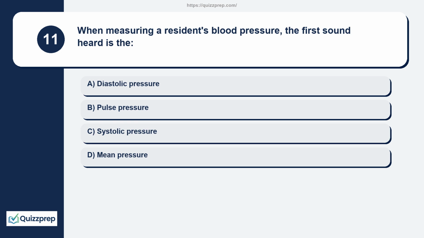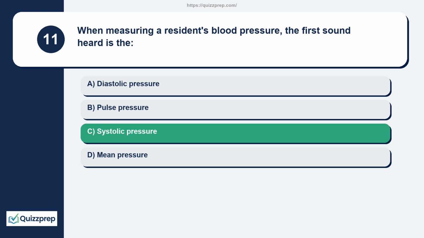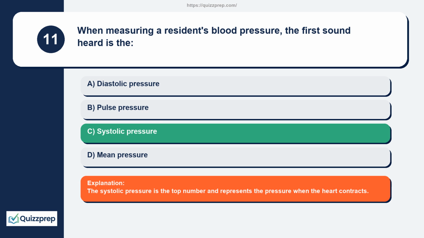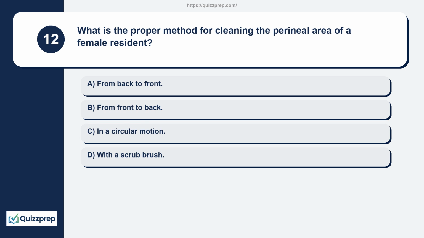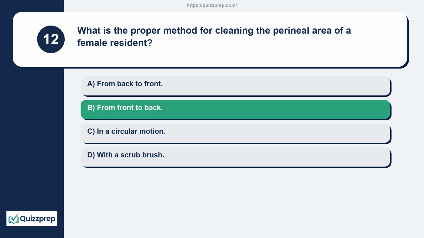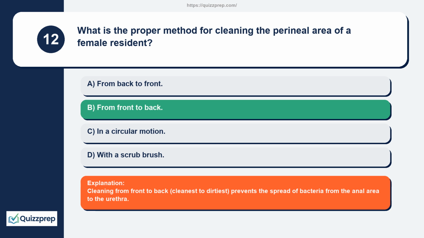Question 11. When measuring a resident's blood pressure, the first sound heard is the diastolic pressure, pulse pressure, systolic pressure, mean pressure. The systolic pressure is the top number and represents the pressure when the heart contracts. Question 12. What is the proper method for cleaning the perineal area of a female resident? From back to front, from front to back, in a circular motion, with a scrub brush. Cleaning from front to back, cleanest to dirtiest, prevents the spread of bacteria from the anal area to the urethra.